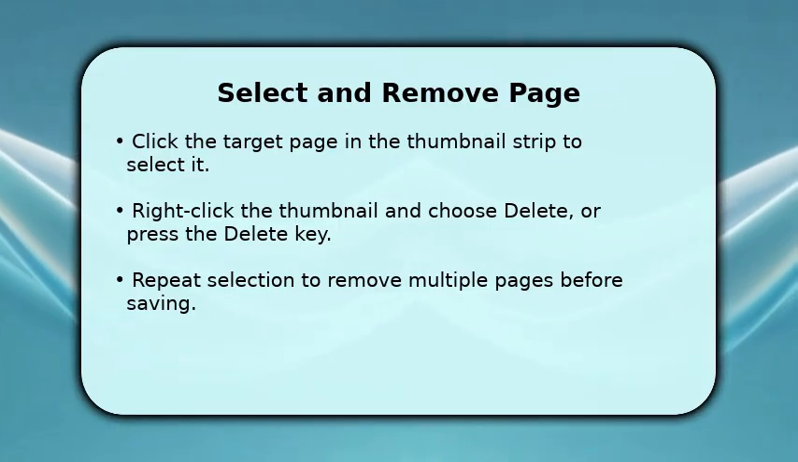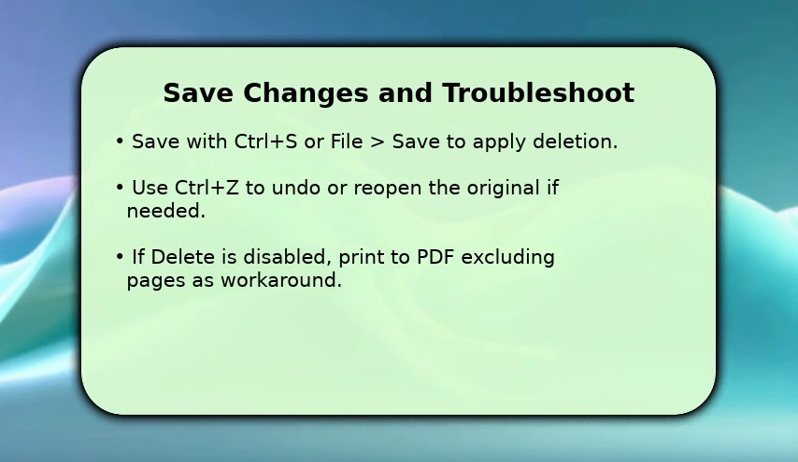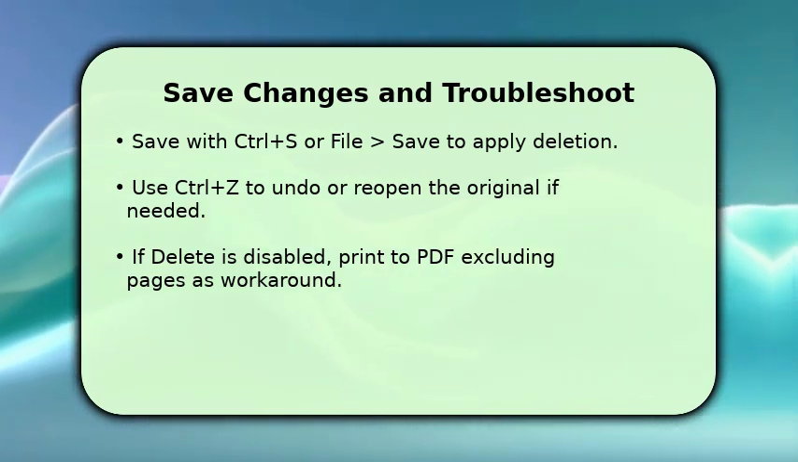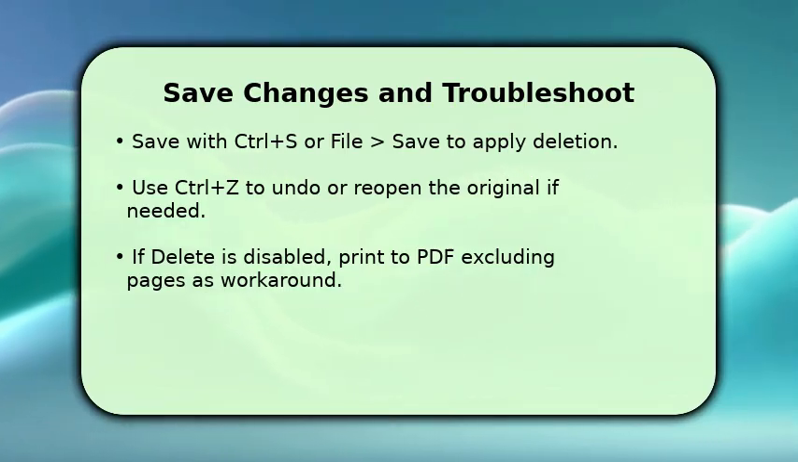Finish by saving the modified PDF with Ctrl+S so your deletion becomes permanent. Make sure file size and page numbers update correctly. If you immediately regret the change, press Ctrl+Z to undo or reopen the original copy if you kept a backup.